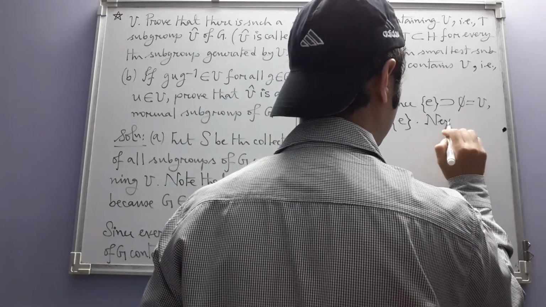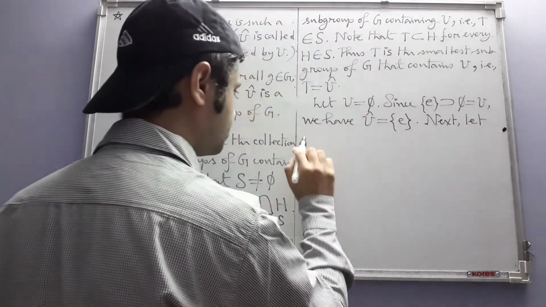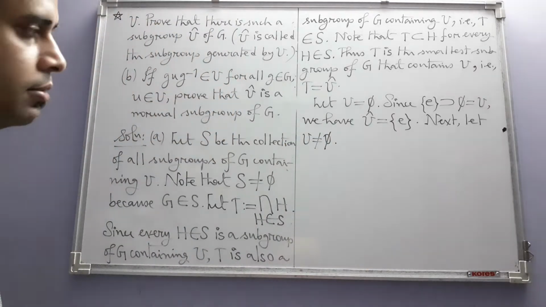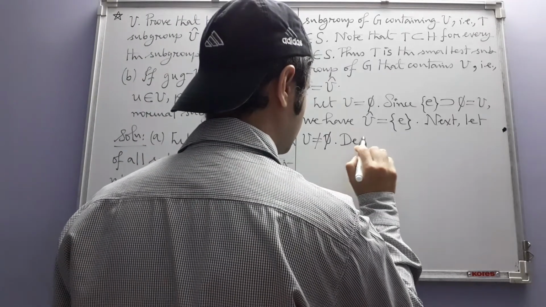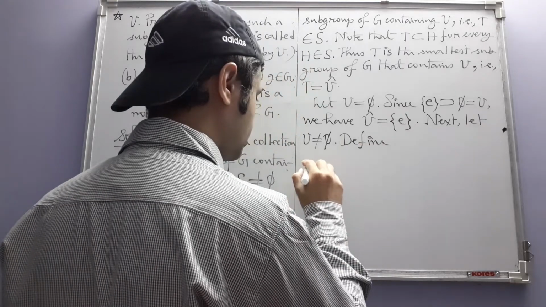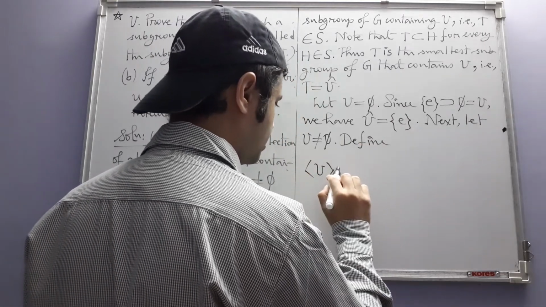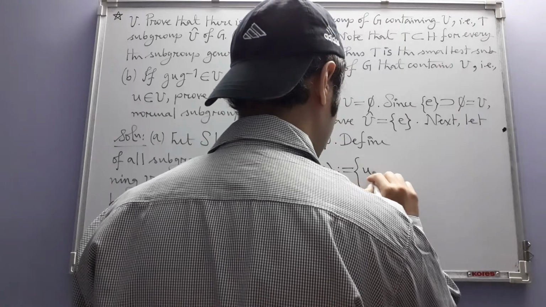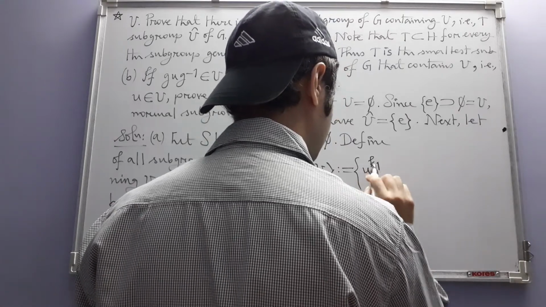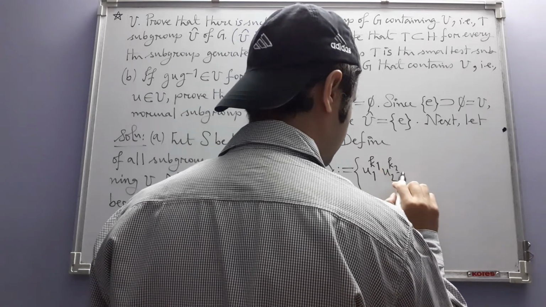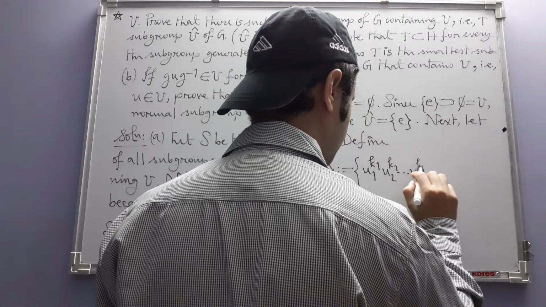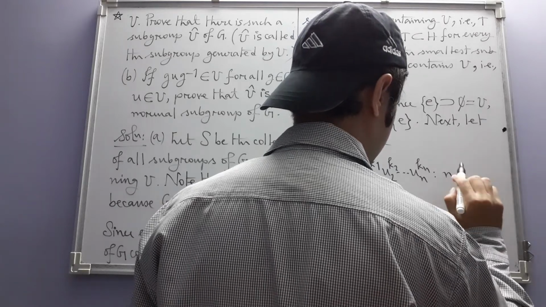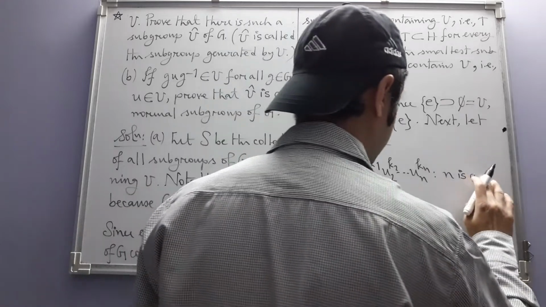Next, let U be a non-empty subset of G. Define a subset of G like this: U1 to the power K1, U2 to the power K2, Un to the power Kn, where n is a positive integer.